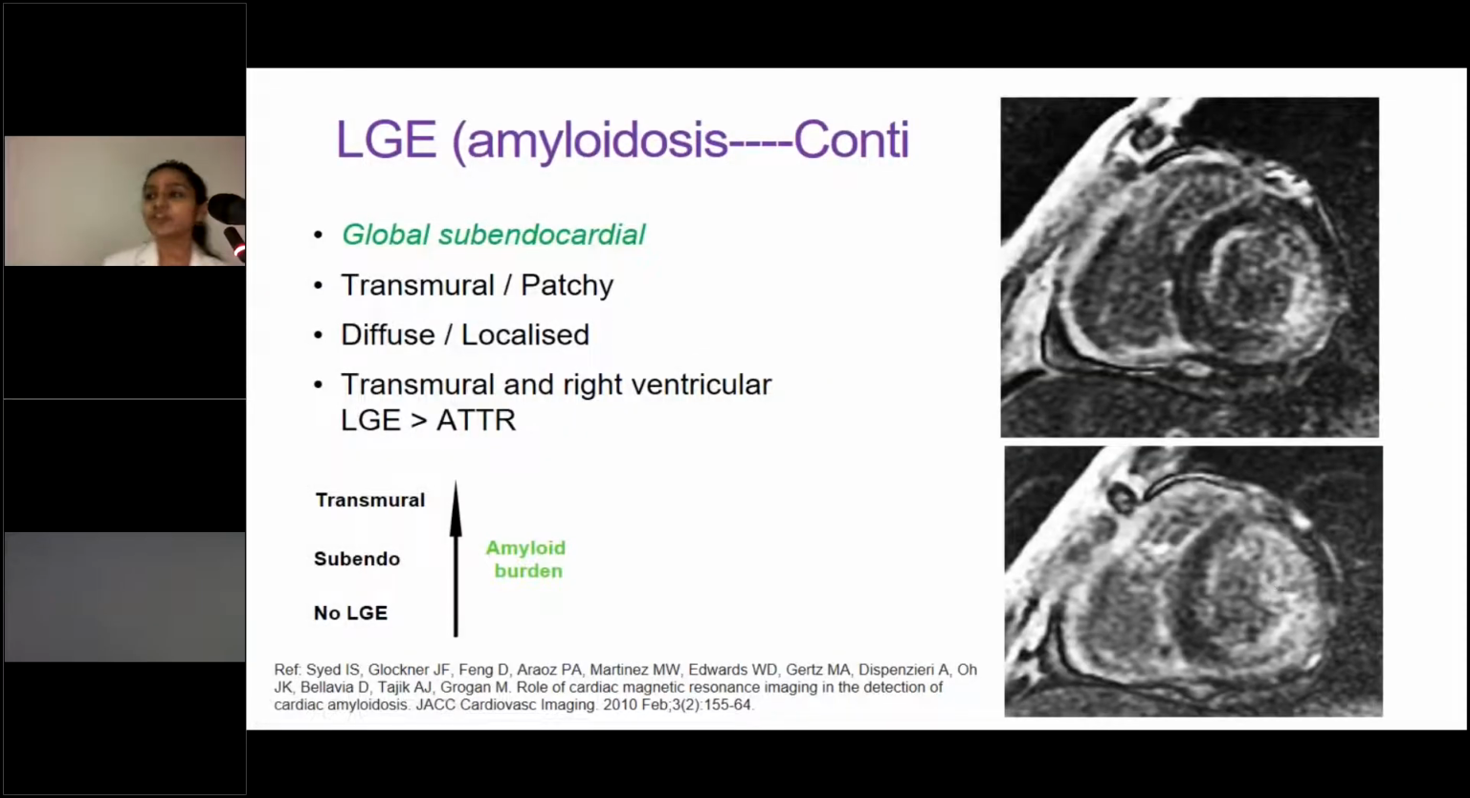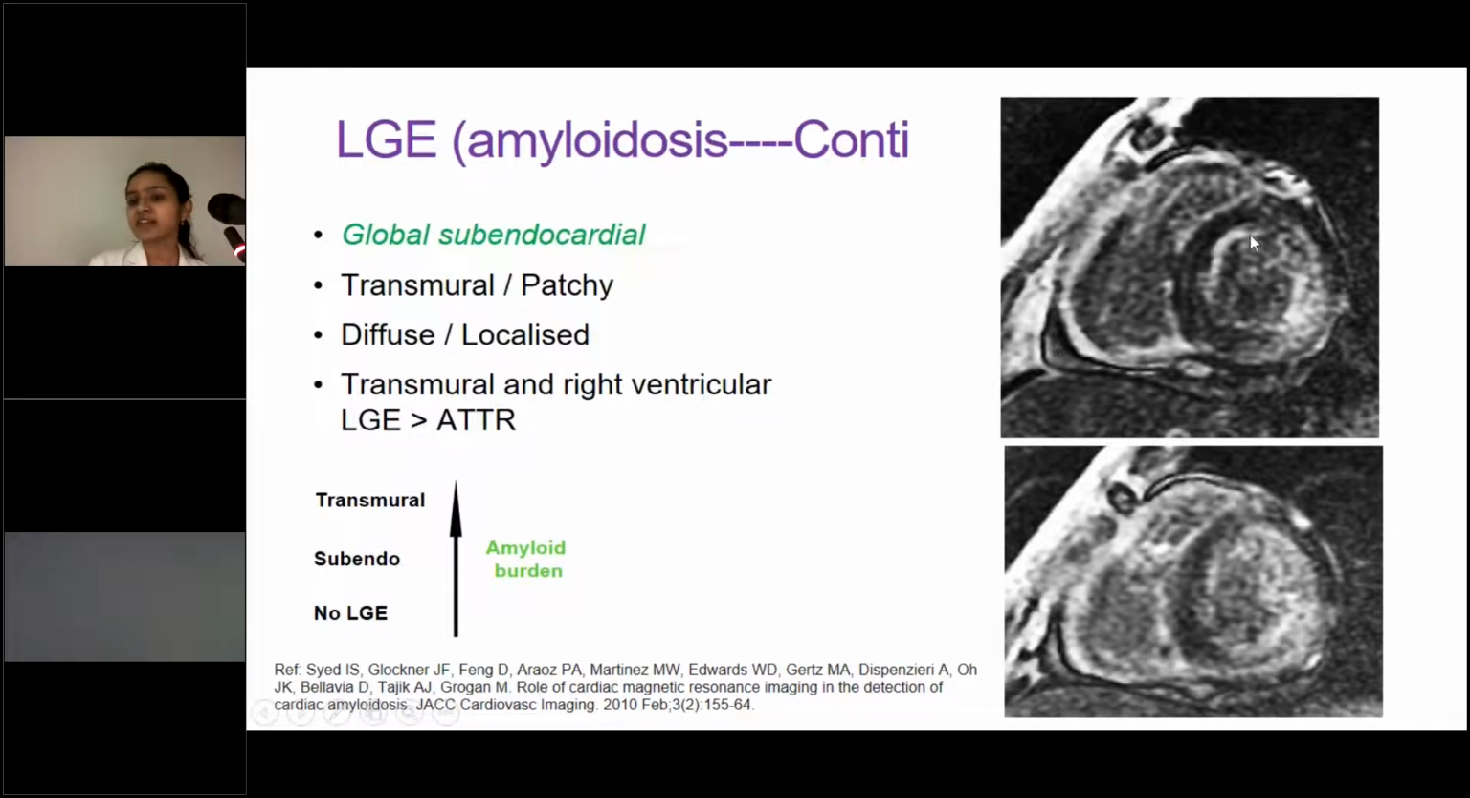So another very important role of cardiac MR is in tissue characterization using late gadolinium enhancement. So late gadolinium enhancement can be seen in cardiac amyloidosis patients. However, the extent of this enhancement depends upon the amyloid burden and can range from no late gadolinium enhancement to subendocardial enhancement up to transmural enhancement, that is involving the entire extent of the ventricular myocardium. But the most common pattern of enhancement is actually global subendocardial pattern.